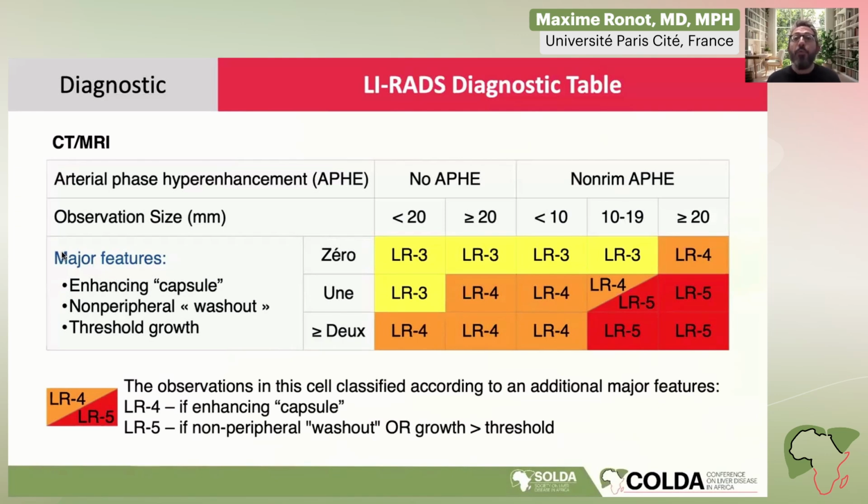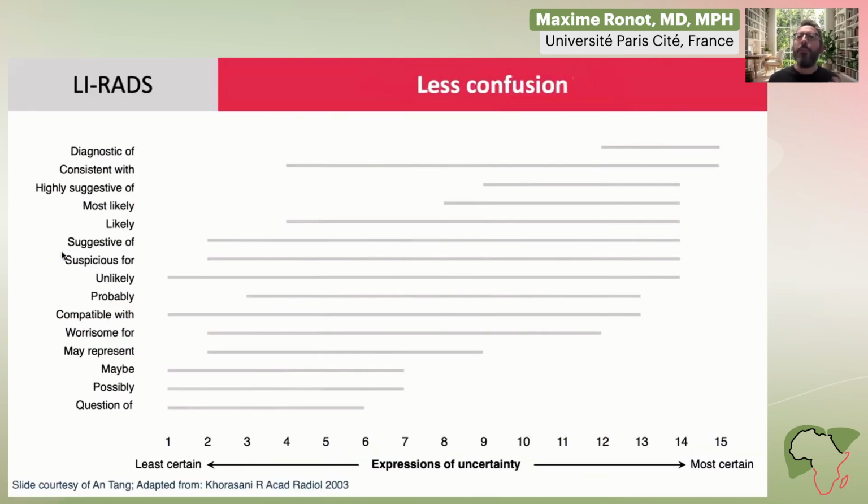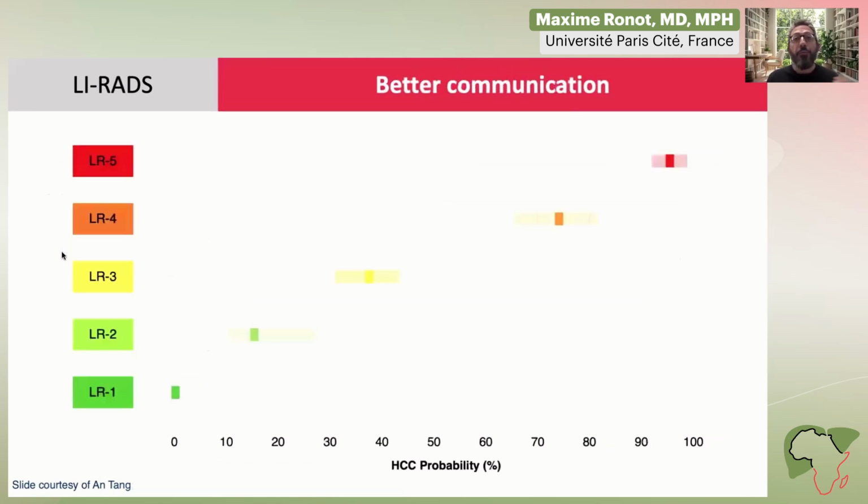One of the main reasons why this system has been endorsed by the European Association for the Study of the Liver is the fact that most of the time the radiological reports are confusing. They use a variety of terminology and phrasing that may not be extremely clear as to how much the radiologist feels the lesion is malignant or not. But if we look at the same studies based on the LIRAD category, this translates way better in terms of communication.